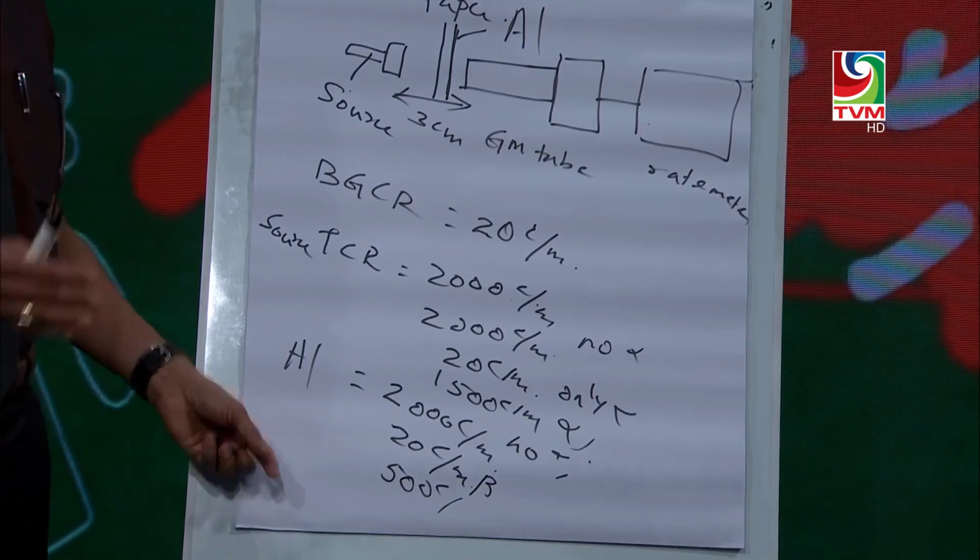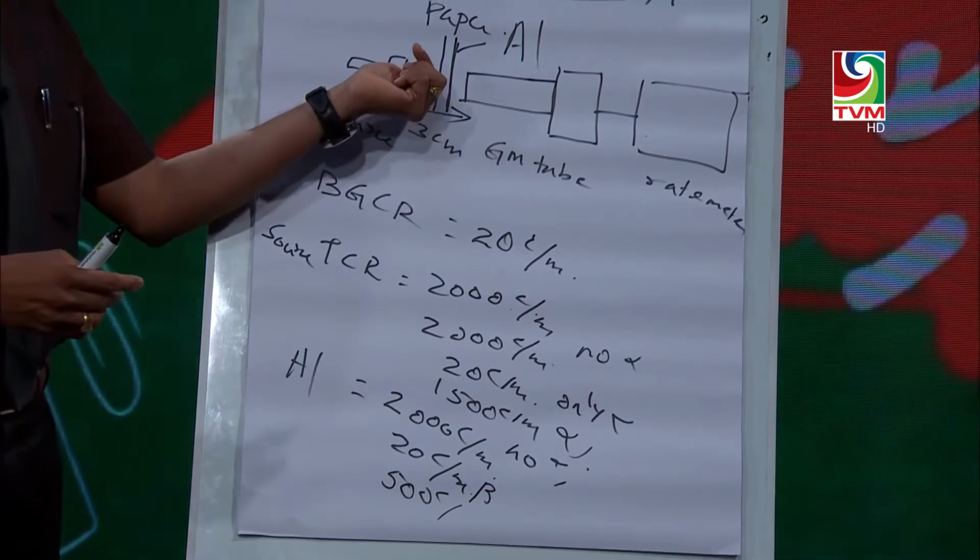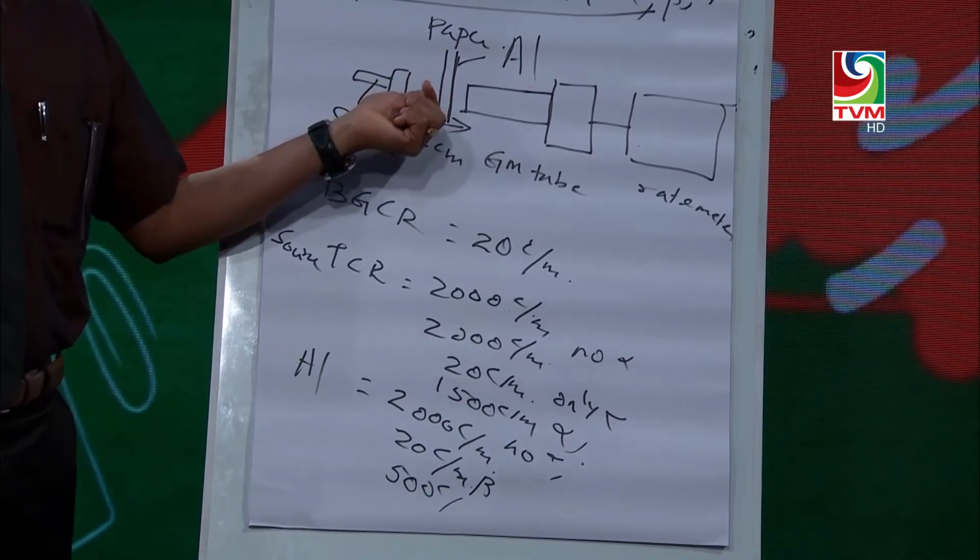Like that, by using paper, we can find out whether the source emits alpha particles. By using a thin sheet of aluminium, about 5 millimeters, we can check whether the source emits beta particles. And if you want to finalize it, a thick sheet of lead will show clearly the gamma radiations. Like that, we can identify.